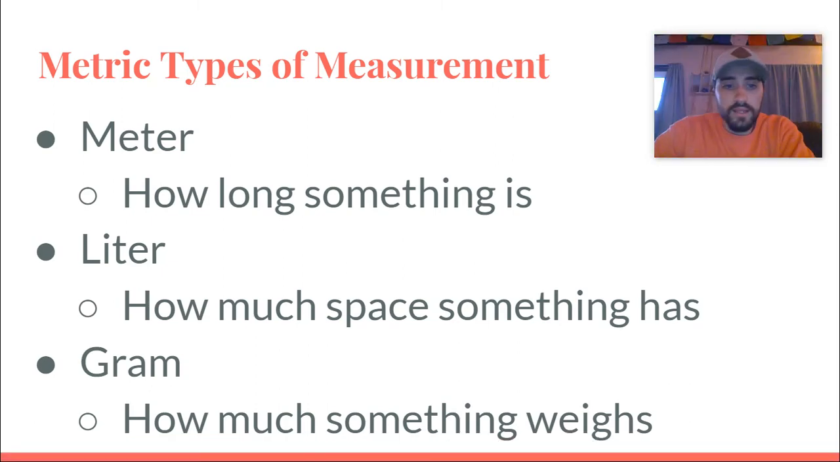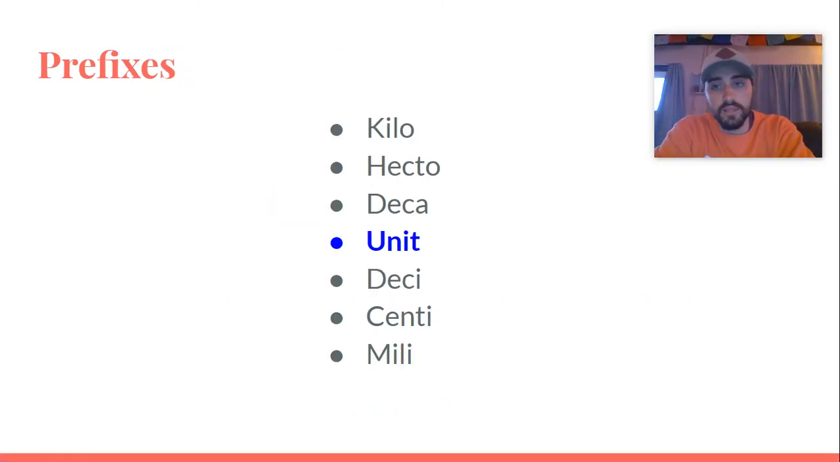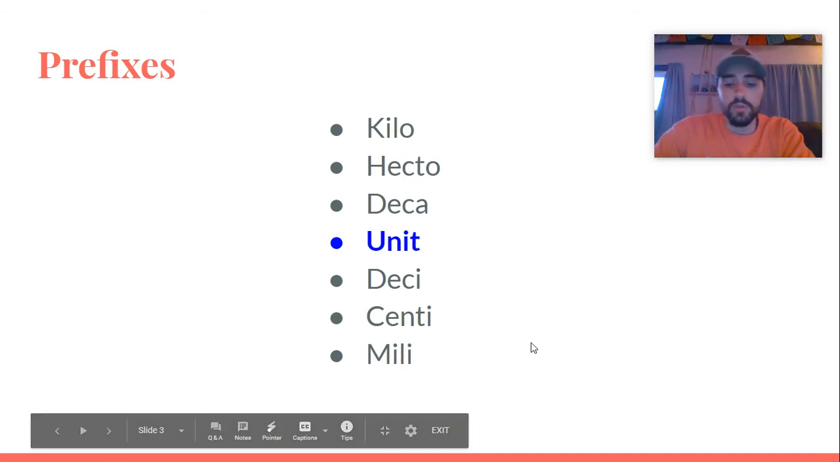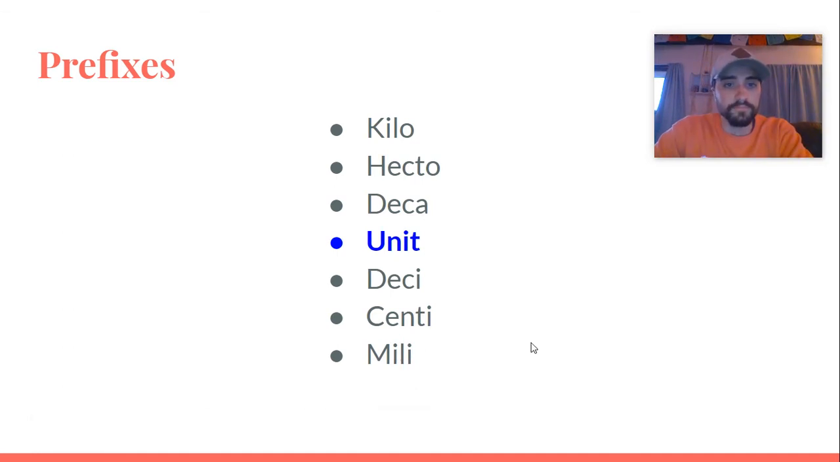The way that they use the wording in the metric system is they're always going to have either meter, liter, or gram. That's where the unit goes. So we see unit is right here. To show that something's getting bigger, we have deca, hecto, and kilo. And to show that something is smaller than the unit, we have deci, centi, and milli. So I'm going to show you some examples of that now.